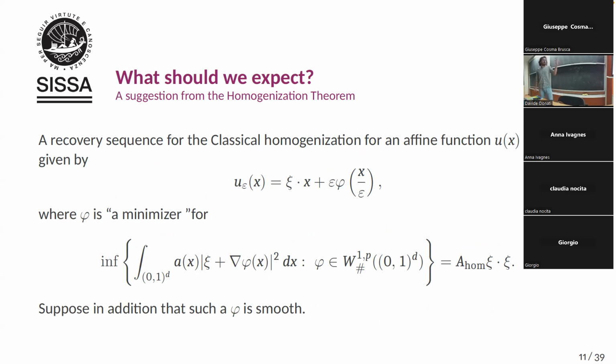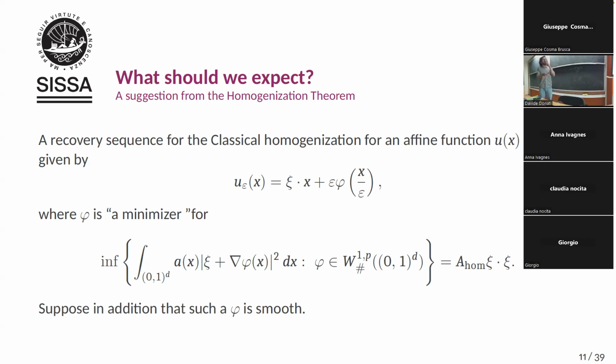In the proof of the classical homogenization theorem, the Gamma-limsup is proved by density, and one of the first steps that one has to do is look at affine functions, so functions which are given by xi scalar x. In this case, a recovery sequence is given by a perturbation of the function u by means of a periodic function phi, which is oscillating faster and faster, but with amplitude going to 0.